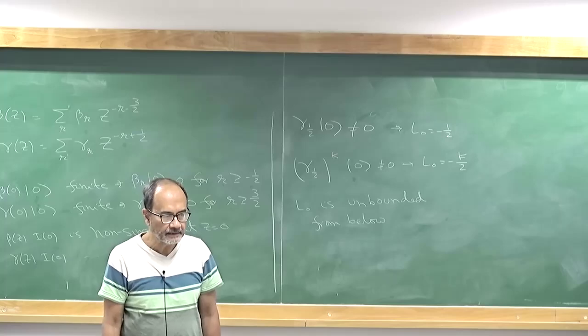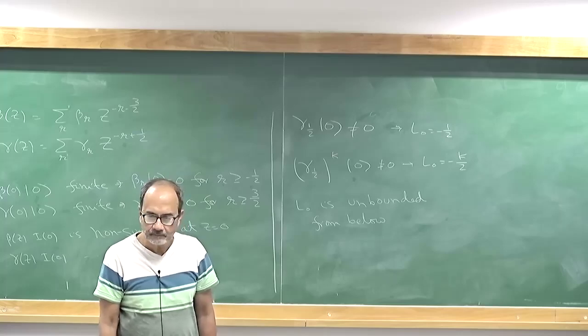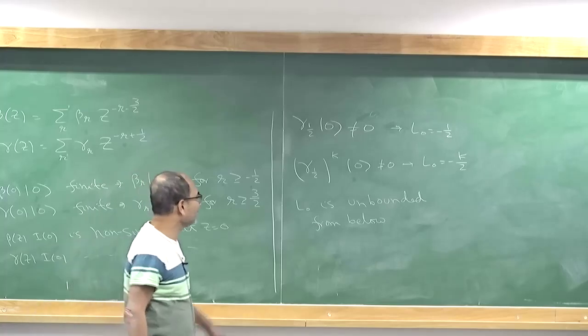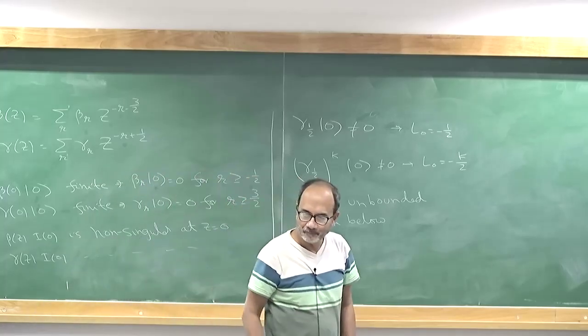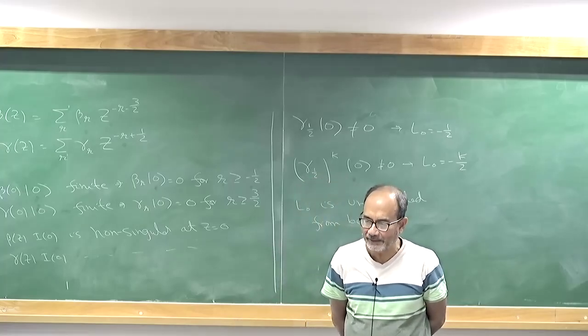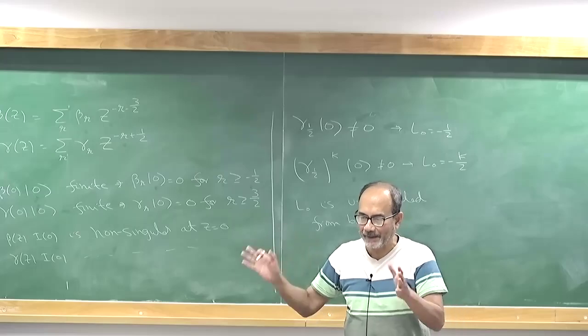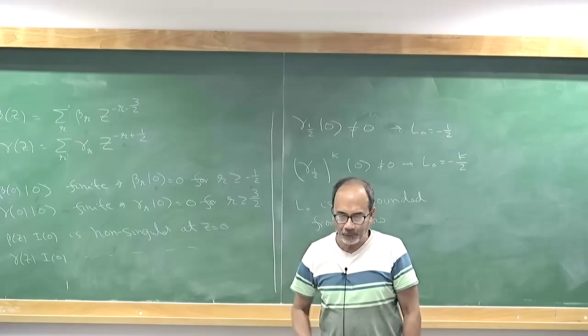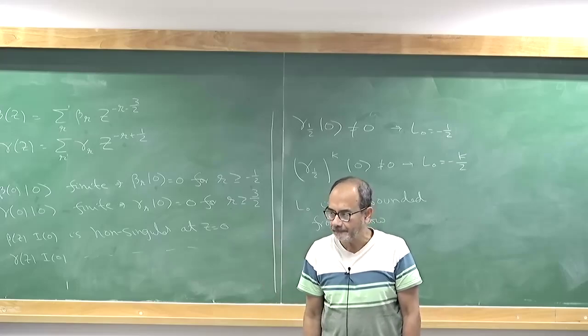Is this clear? The conclusion is that the spectrum constructed this way has L0 unbounded. That's the observation, right? We'll now leave it aside, proceed, and come back to this later.